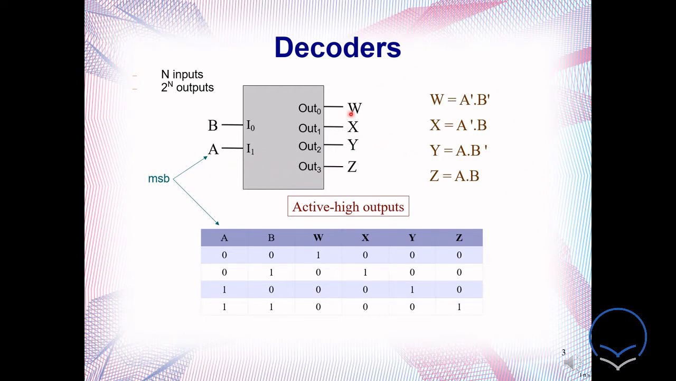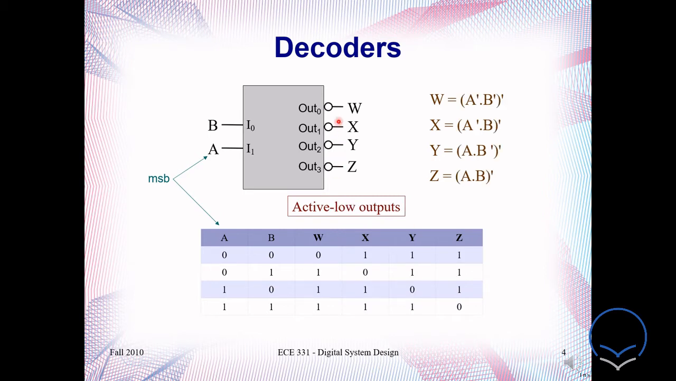So if you take the W, X, Y, Z, then W equals, if you look here, A prime dot B prime, and for the next one, A prime B, third one will be A B prime, and fourth one will be A B. So this is the equation for the active high output decoder.